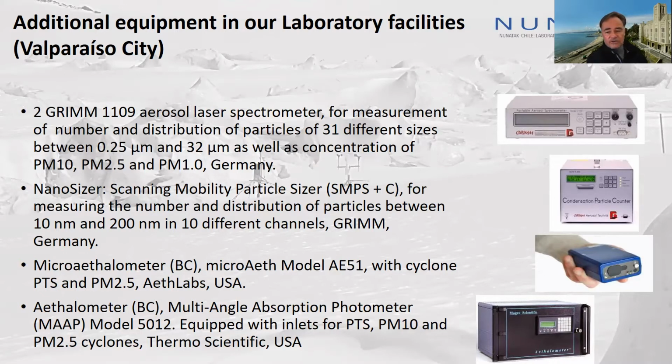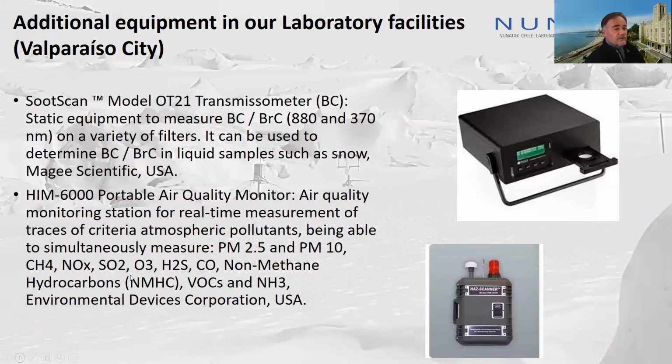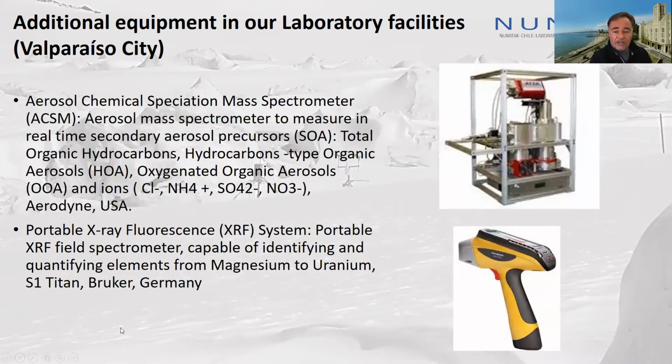Very quickly, in short, we have several field equipment for real-time monitoring, such as the GRIMM aerosol spectrometer, nano scanning mobility particle sizer, microaethalometer for field measurement, aethalometer for laboratory measurement, SootScan model for filter measurement, the HIM 6000 portable air quality monitor for gases and also for particles, and the aerosol chemical speciation mass spectrometer, and a portable X-ray fluorescence system for measurement of elements in the field.